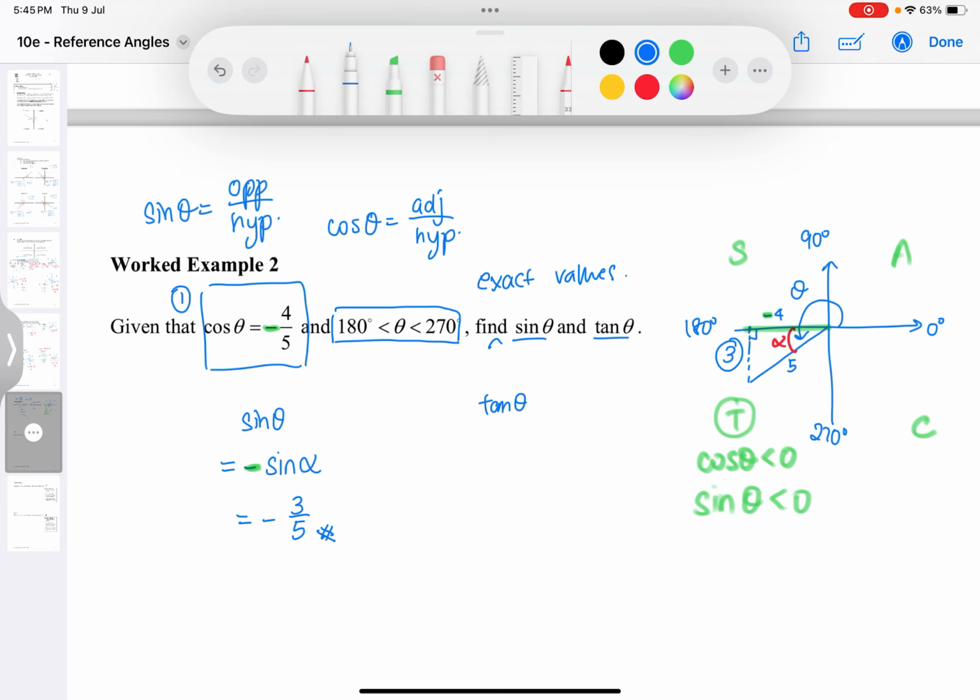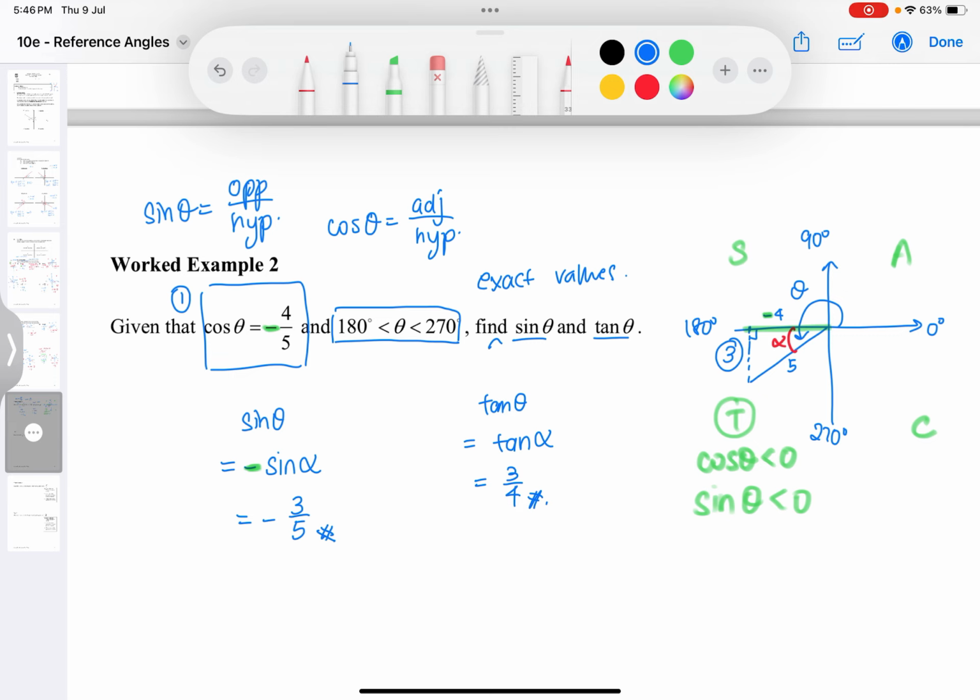Now we move on to tangent. Tangent in this quadrant is positive, so it is directly equal to the tangent of the corresponding basic angle. In this case, opposite over adjacent, so it will be 3 over 4, and the value will be positive. So that's the answer.